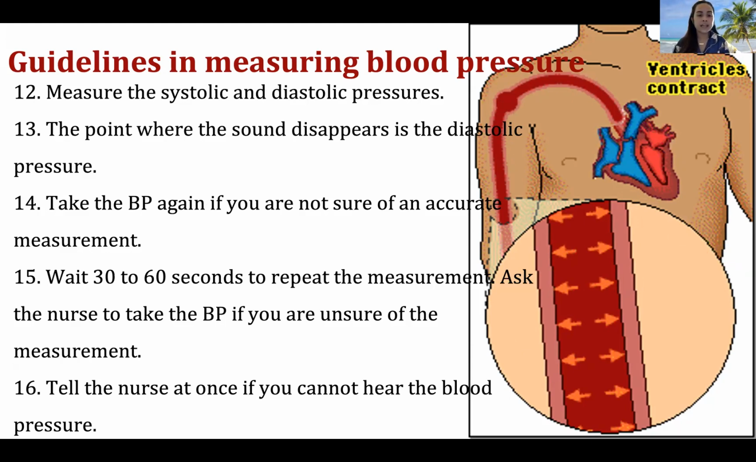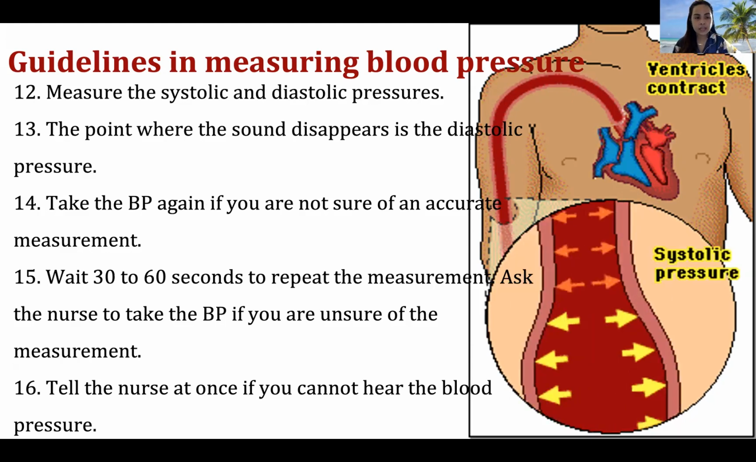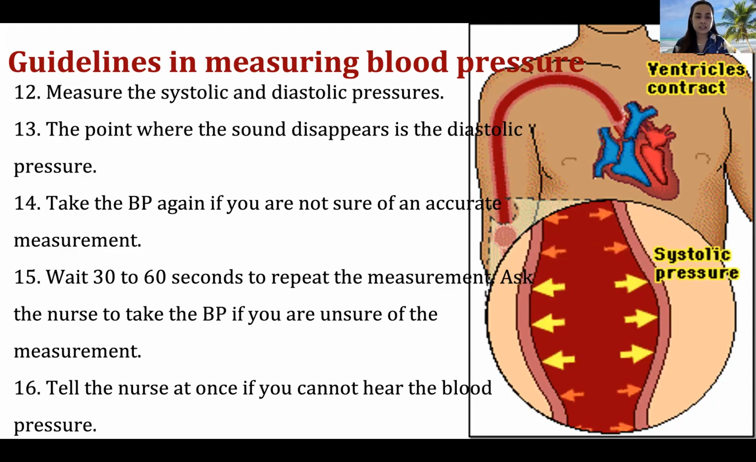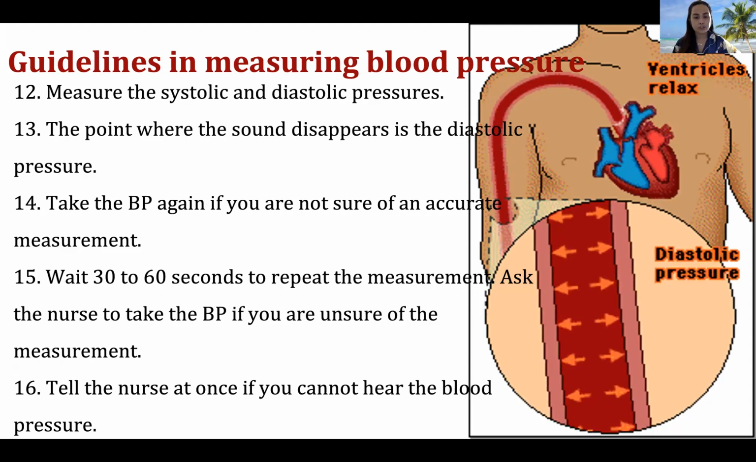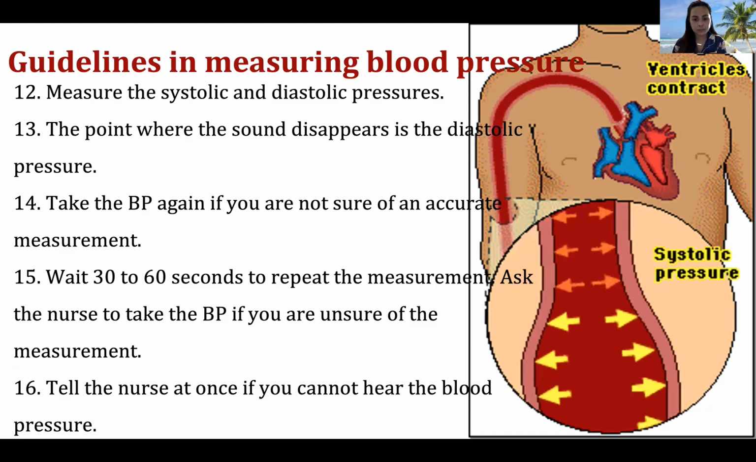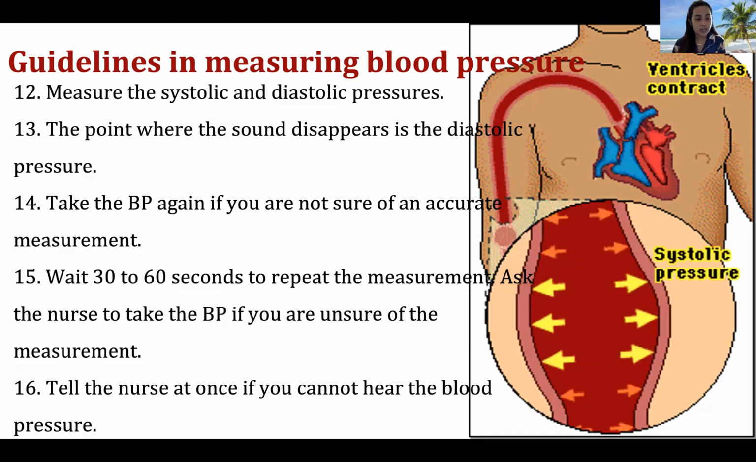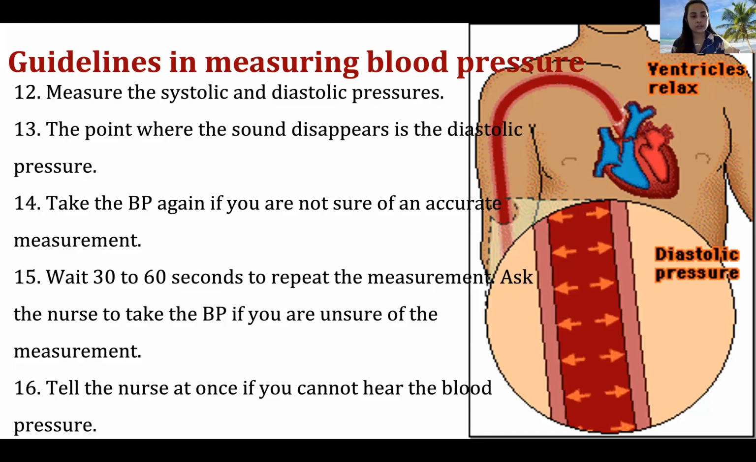Take the BP again if you are not sure of an accurate measurement. Wait for 30 to 60 seconds to repeat the measurement. So if you are in doubt of your measurement, just wait for 30 to 60 seconds to repeat the measurement, because if you repeat it immediately, it will generate an inaccurate result.